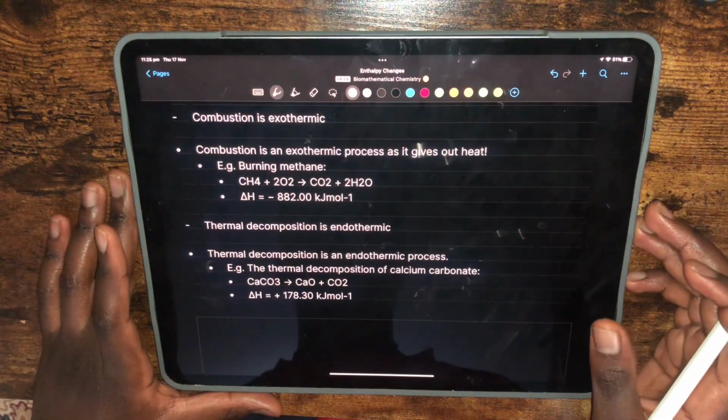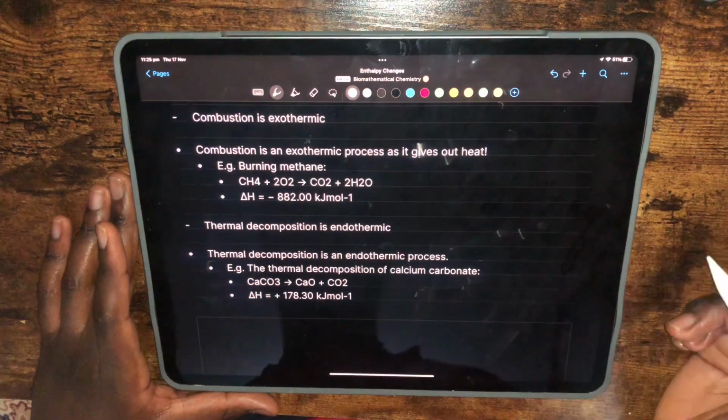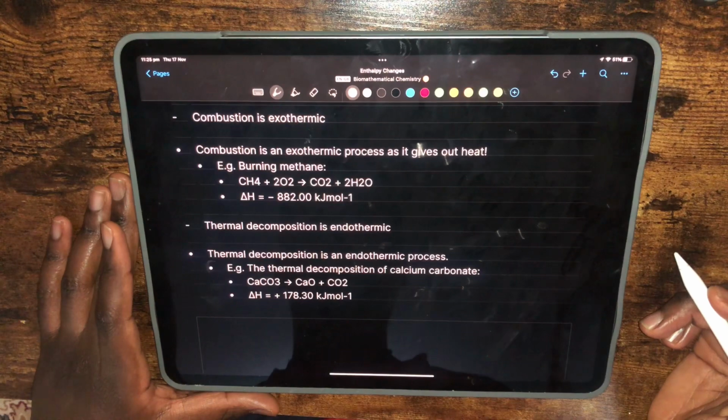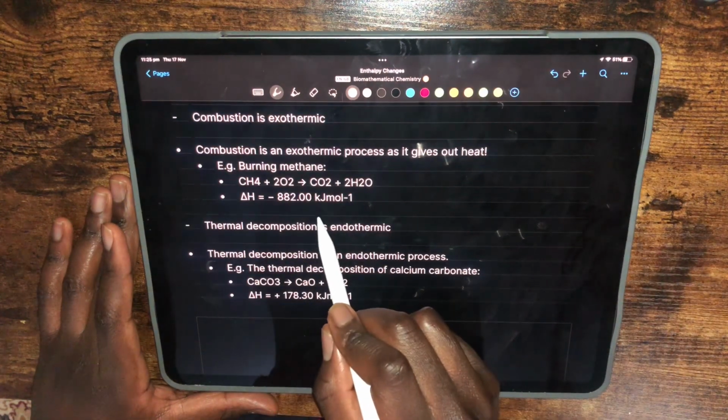So combustion is an exothermic process as it gives out heat. For example, burning methane. CH4 plus 2O2 goes to CO2 plus 2H2O. And as you see, overall, the enthalpy change is a negative value.